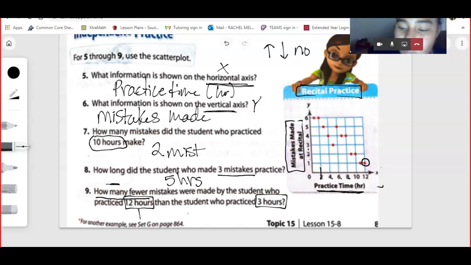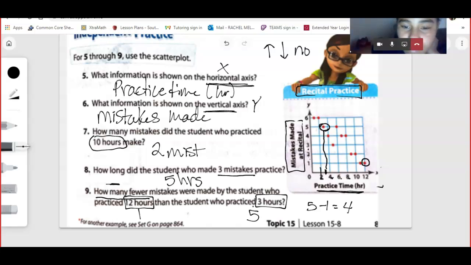Okay, so what about the student who practiced 3 hours? How many mistakes did they make? 5, because the 3 hours would be between the 2 and the 4, right? So right here. So we want to keep looking up here, and that would be this one. Okay, so the person who practiced 3 hours made 5 mistakes. So what is 5 minus 1? 4. Okay, so my answer there is 4 fewer mistakes.